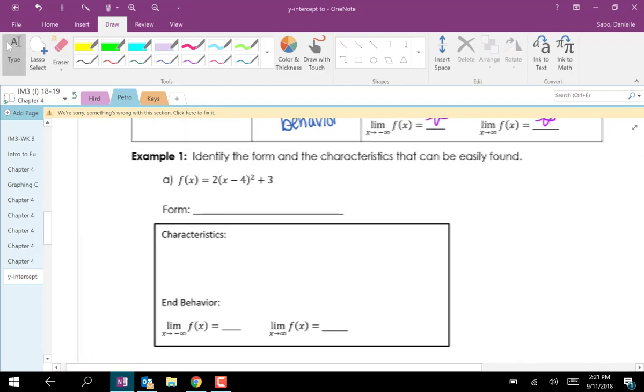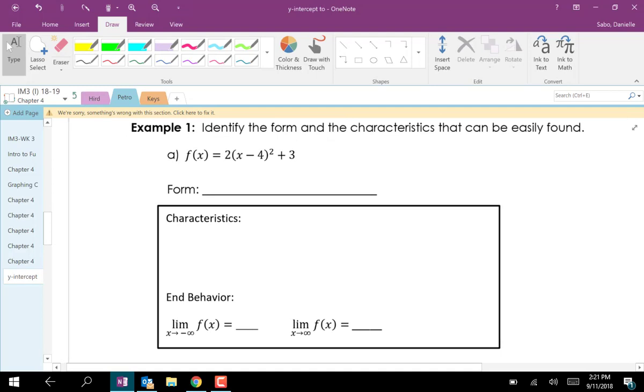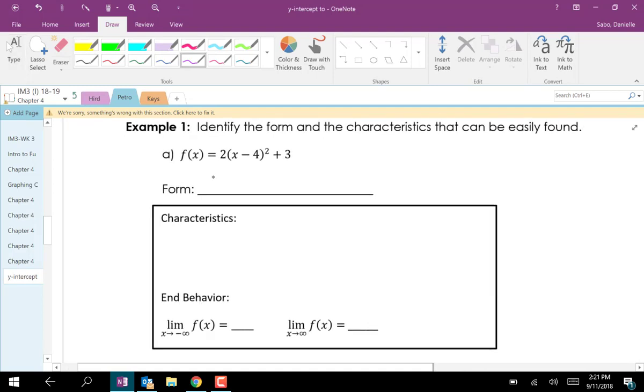All right, so what form are we in for example 1a here? Vertex. So obviously, we can find our vertex, and let's go ahead and do that. What is our vertex here? (4, 3). Good, (4, 3).